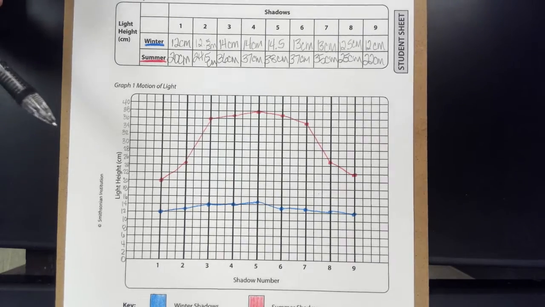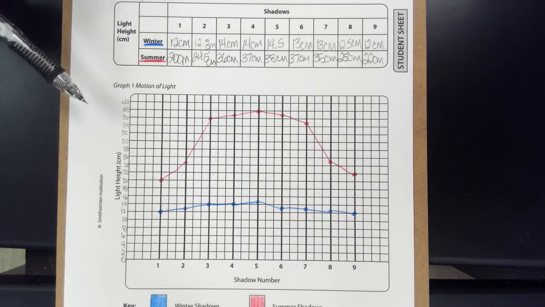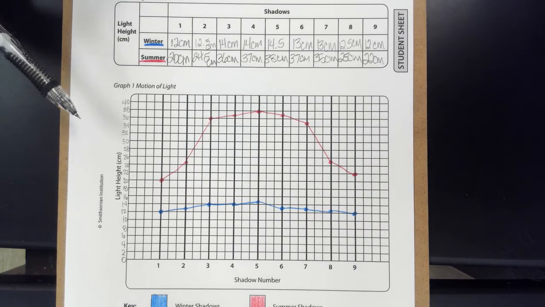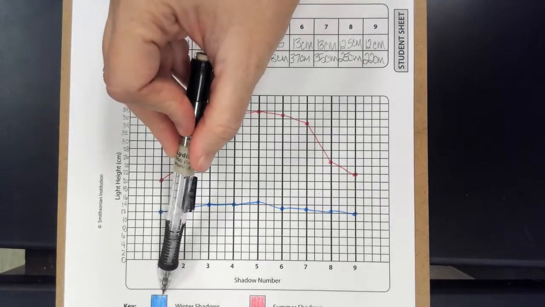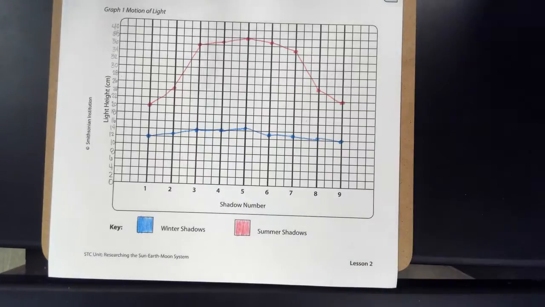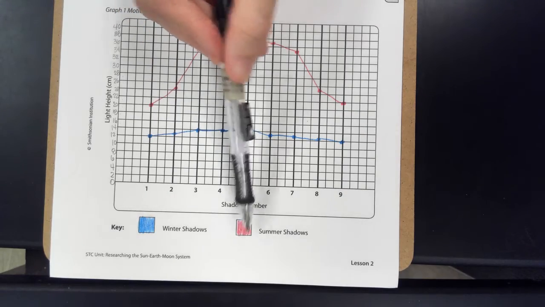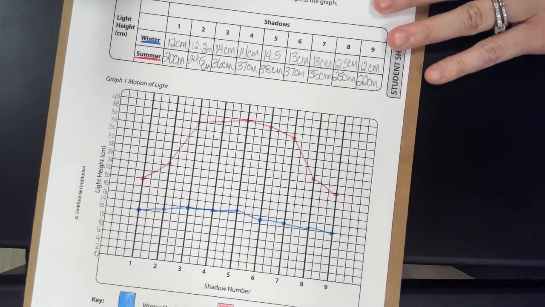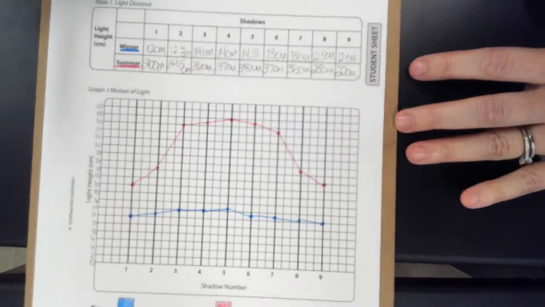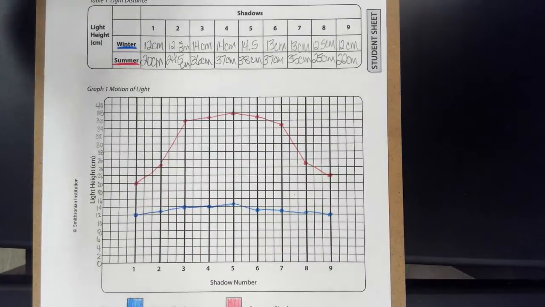Now, at the bottom of the page, you see where we graphed the motion of the light. We made a key. We chose blue. Let me scoot it up where you can see it. We chose blue for wintertime and red for summertime.